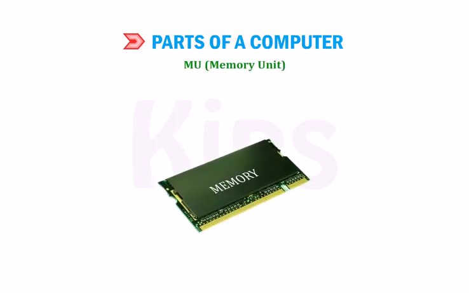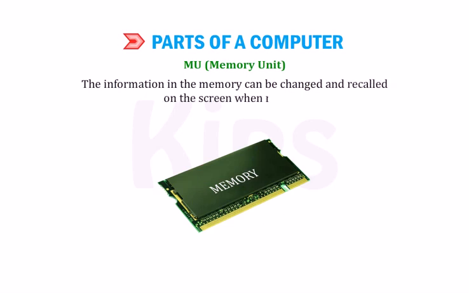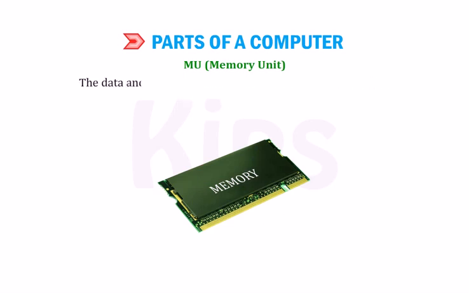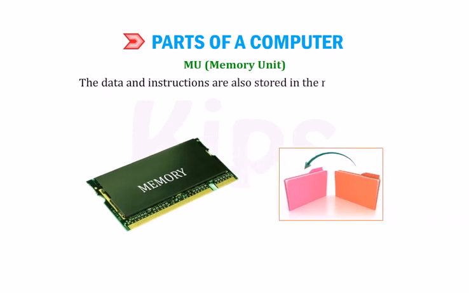MU, memory unit. In memory unit, we can store information or data according to our needs. The information in the memory can be changed and recalled on the screen when needed. The data and instructions which are to be processed are also stored in the memory unit.